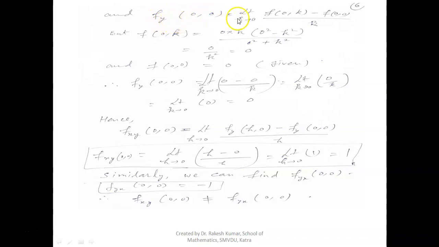Now f_y(0,0) is equal to this, in a similar way, and it came out to be 0. And f(0,0) is equal to 0, as given in the definition of the function. Therefore f_y at (0,0) is equal to 0. Hence f_xy(0,0) is equal to the limit as h tends to 0 of (f_y(h,0) minus f_y(0,0)) divided by h. This value is h, this is 0, so h minus 0 over h, which is 1.